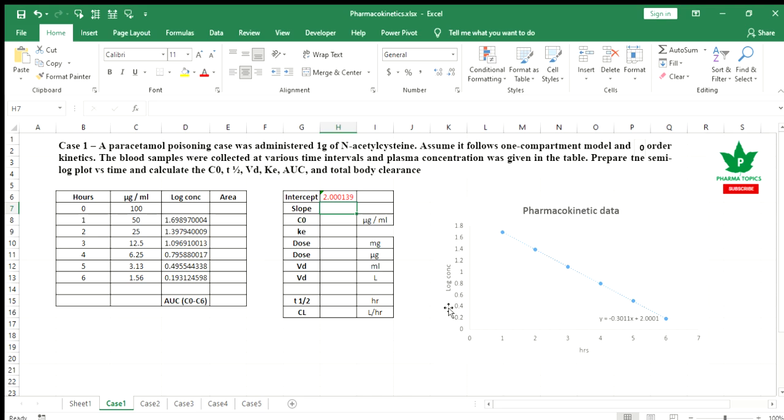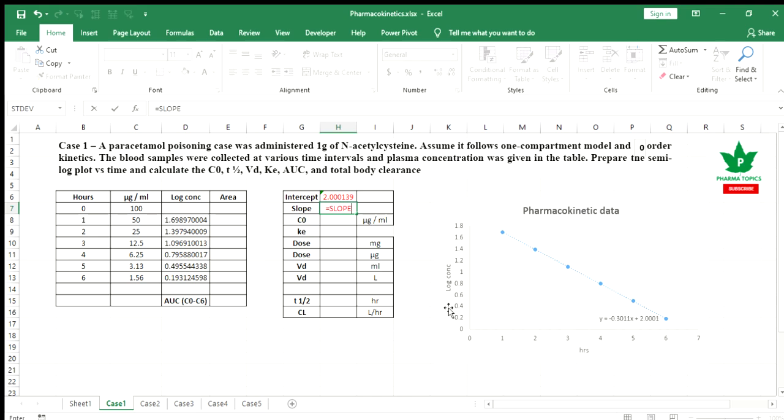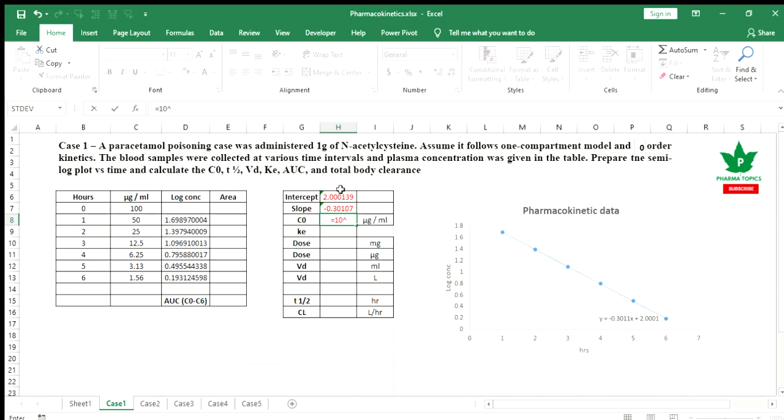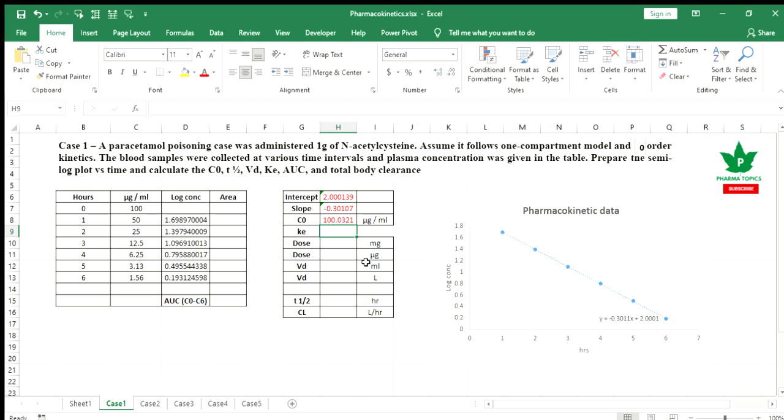So the next is slope. Similarly, you type slope, known y's, comma, and known x's. So it has come to minus 0.3011. The initial concentration equals 10 to the power of the intercept. You put shift 6 and the intercept. So that gives the initial concentration. You can check the initial concentration in the table also, it is 100.